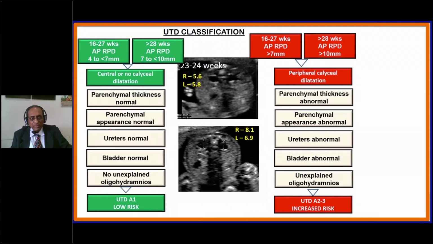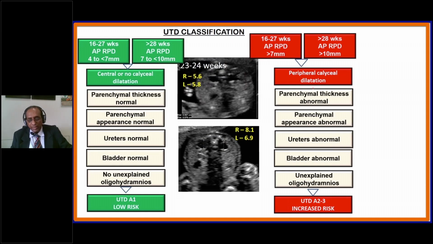Now, the UTD classification divides the dilatation into groups. One is UTD A1, which is called the low risk group. In this, the renal pelvis dilatation is between 4 to 7 millimeters between 16 to 27 weeks, and 7 to less than 10 millimeters at more than 28 weeks.